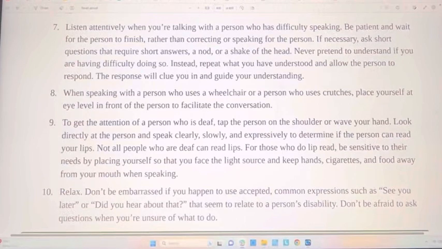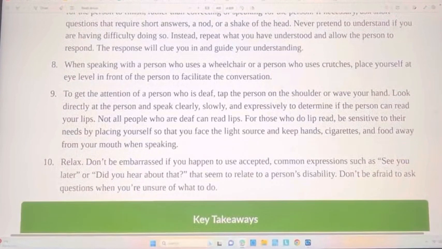Number 8, when speaking with a person who uses a wheelchair or a person who uses crutches, place yourself at eye level in front of the person to facilitate the conversation.